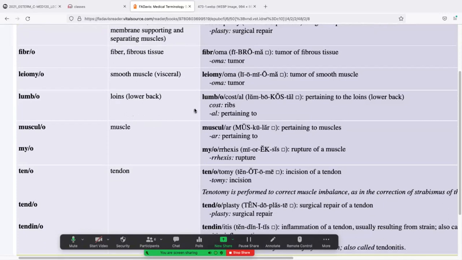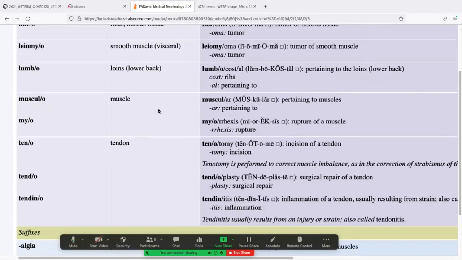Loins, that's your waist or lower back. So your lumbar is in that area. So lumbar support. Right now I'm in a chair with one of those little pillows that support my lower back, and that has lumbar support. Muscular, pertaining to your muscle.